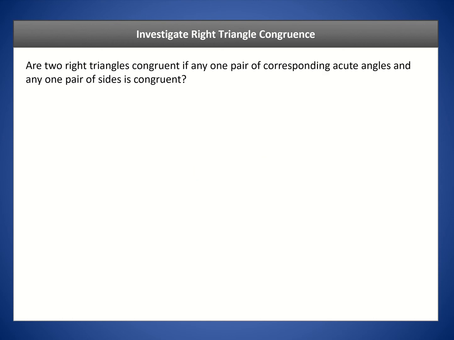All right, so let's go over another scenario. If we have two right triangles, are they congruent if you have one pair of corresponding acute angles and one pair of sides? Can we determine if the triangles are congruent? And the answer is yes, we can determine that they're congruent. So look at this first case.